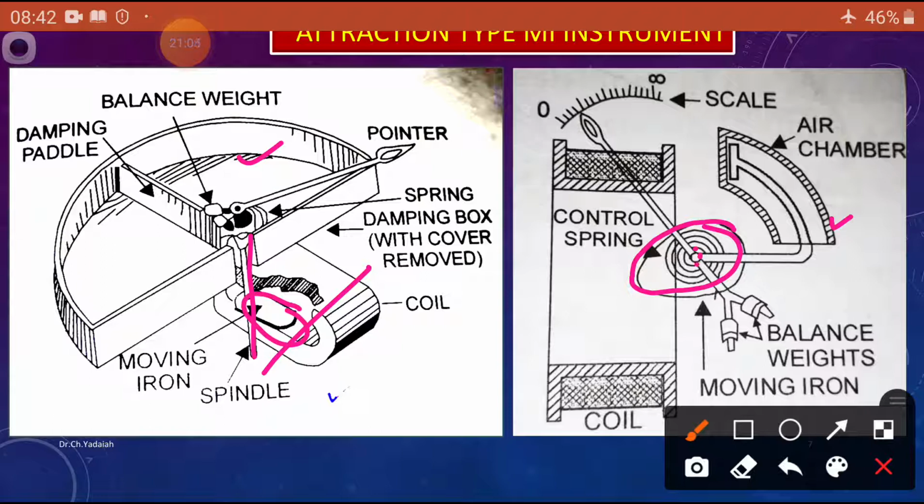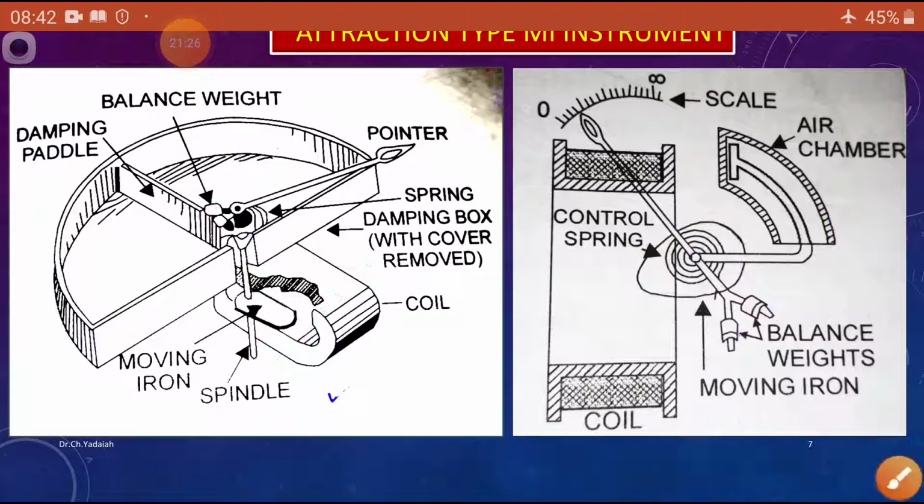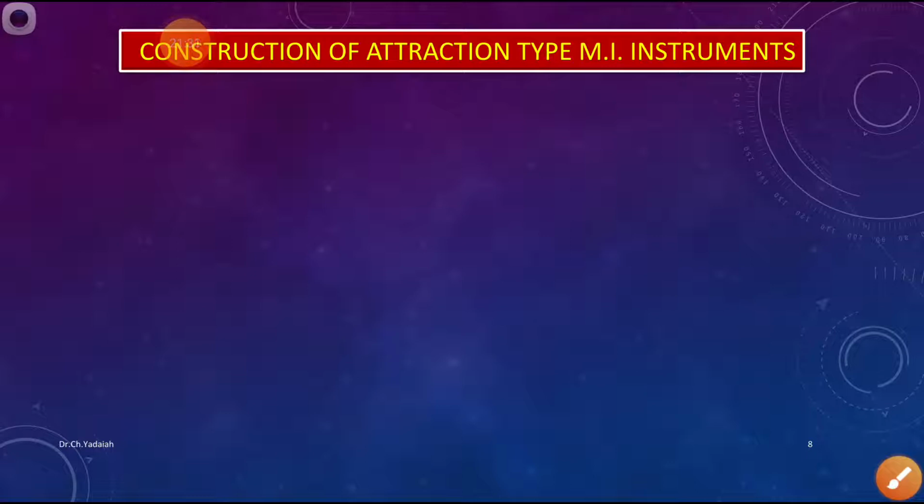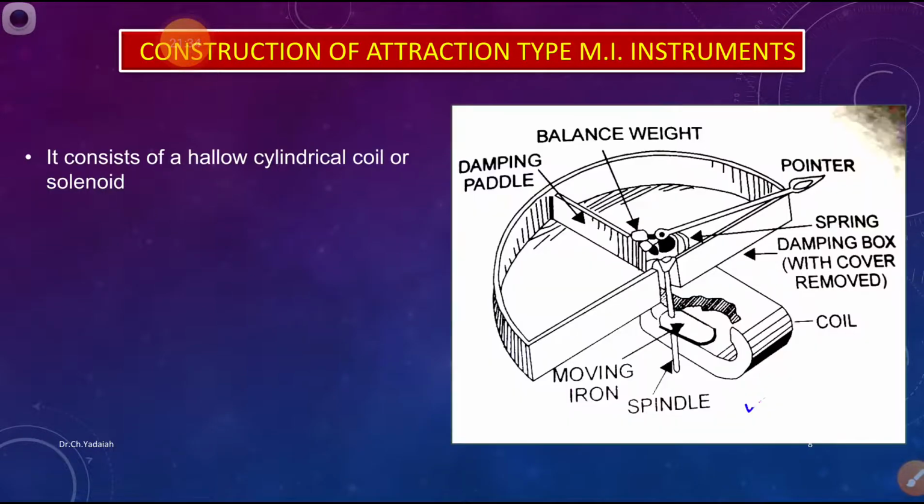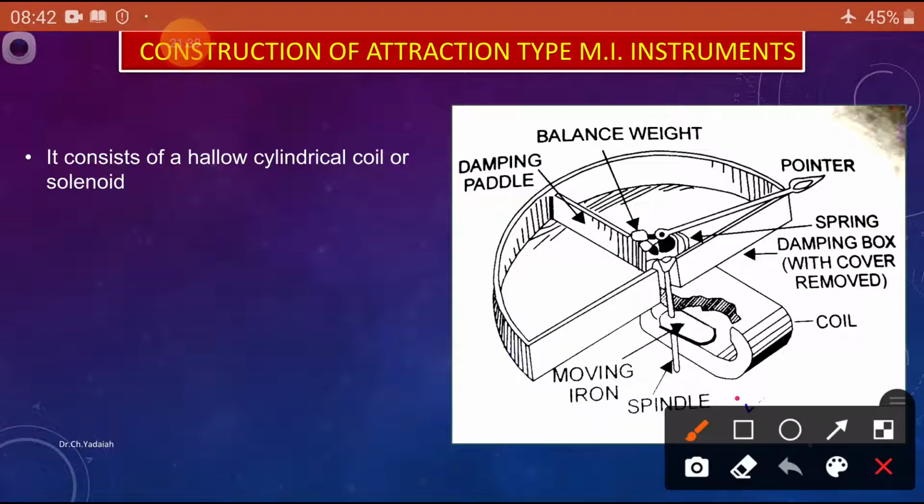and top and bottom there is a spring control provided here. So in this case, there is the weight control, gravity control. Here also they provided the balance weight. Okay, this is one physical construction of an attraction type moving iron instrument. We can see now the construction of attraction type moving iron instruments. It consists of a hollow cylinder coil or solenoid. We can say this is known as a solenoid. So previously we have seen it cut into portions.